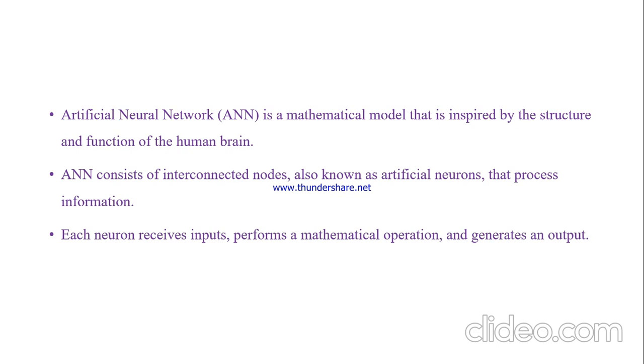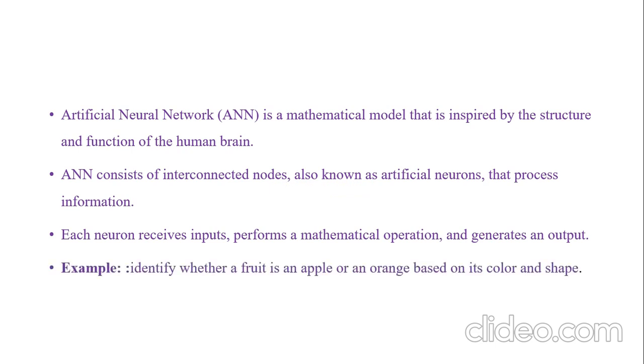And this also consists of nodes, and each neuron receives input and always performs a mathematical operation. For example, suppose we want to identify whether a fruit is an apple or an orange based on the color and shape, we can do it with the help of ANN generally.